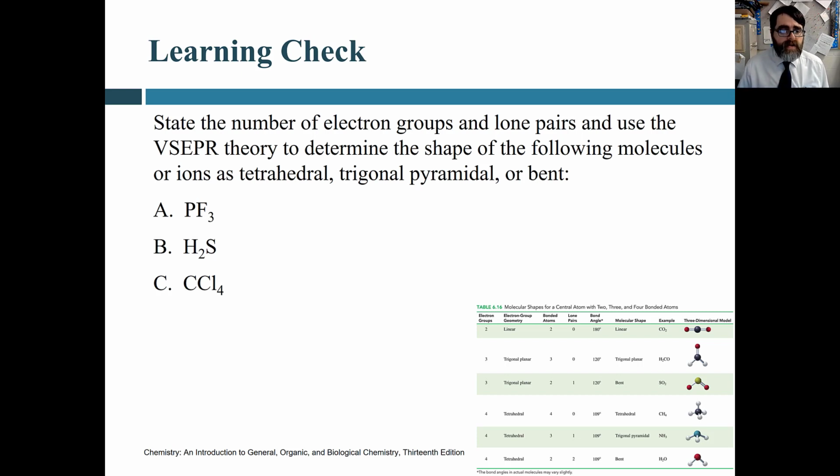Over here, we're asked to do the same thing. So again, I think it's easier to do these as dot models first and then figure out the shape. I'm going to skip that one because it's the one we literally just did on the prior slide. And so PF3, so phosphorus has 5 valence electrons. You can see it's got a need for 3. Fluorine, it has 7 valence electrons. It has a need for 1.